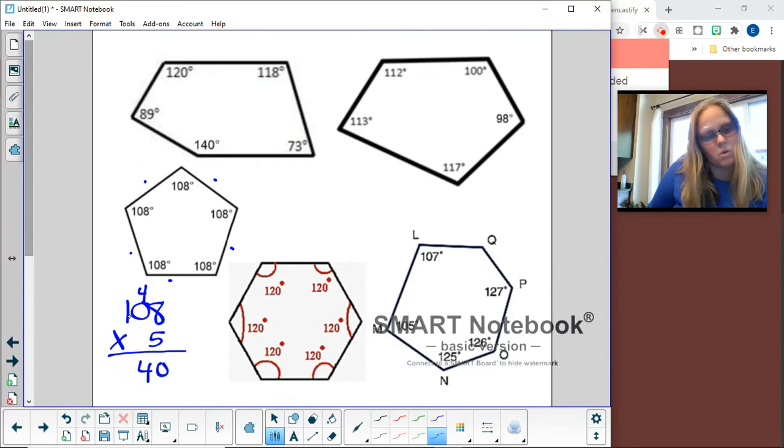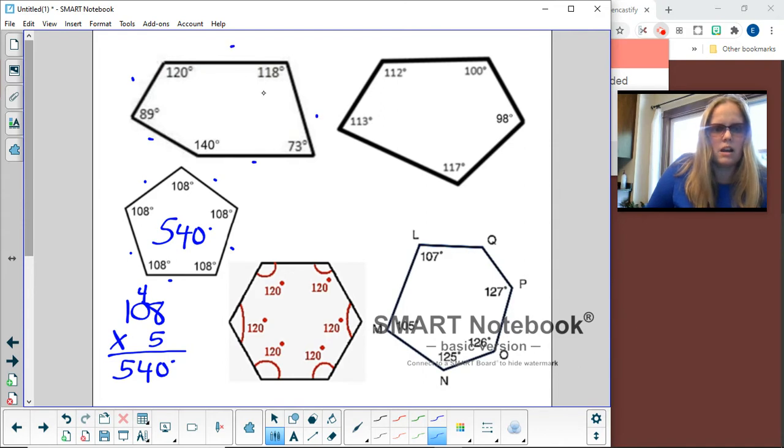5 times 1 is 5. Awesome. I think I did that right. Yeah. All right, so 540 for the total on this pentagon. Let's see, do I have any more pentagons? 1, 2, 3, 4, 5. Here's another pentagon. Let's double check.